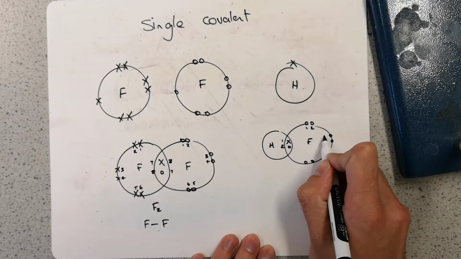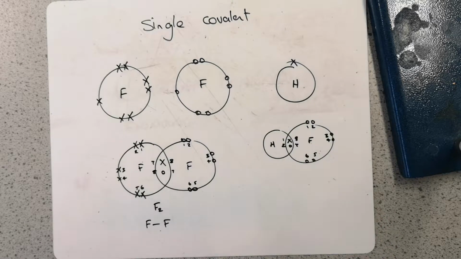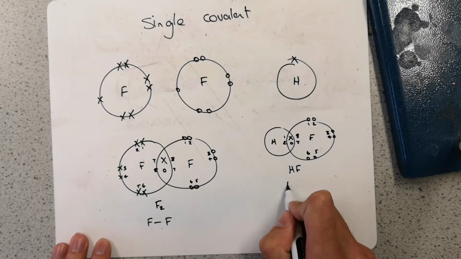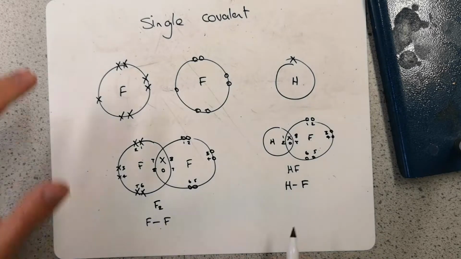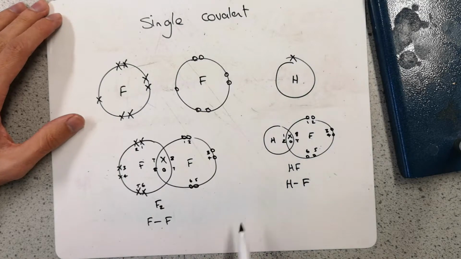And the fluorine's got 1, 2, 3, 4, 5, 6, 7, 8 electrons in its outer shell. So that's now full and stable as well. So that is HF, or hydrofluoric acid. HF. And they're single covalent bonds. So a single covalent bond is where each donates 1 electron into the covalent bond.